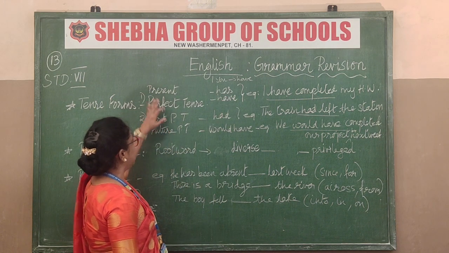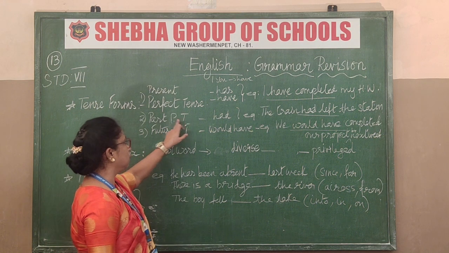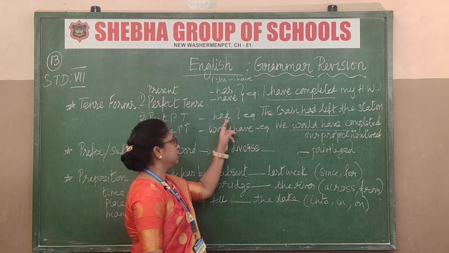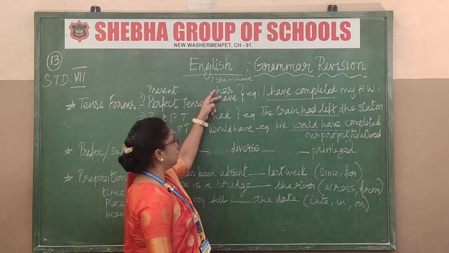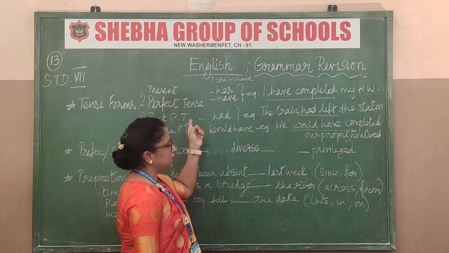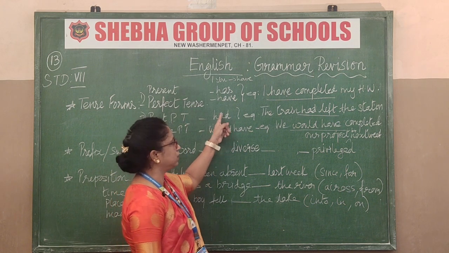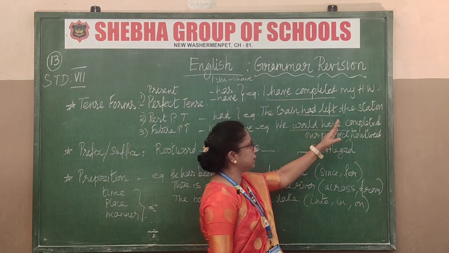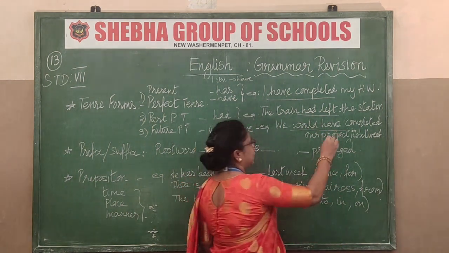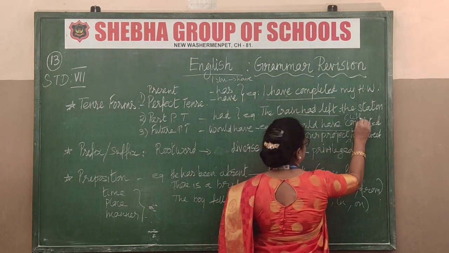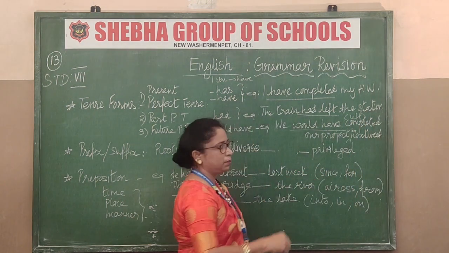Now next is what? Past perfect tense. Sorry, not present, past perfect tense. Now for past perfect tense, there is only one, that is had only. So you got these two. Example, see: the train dash the station. In the bracket, left will be given to you.